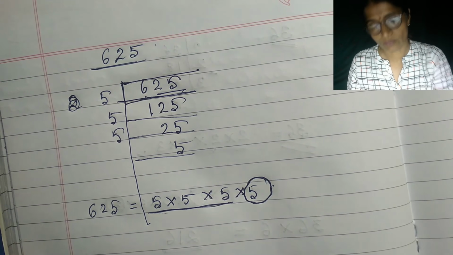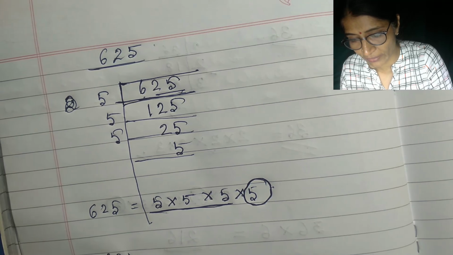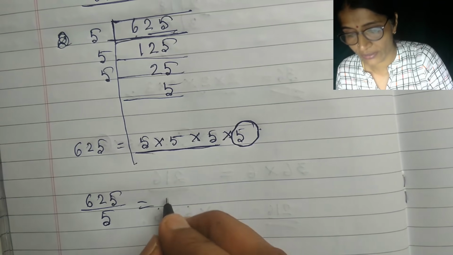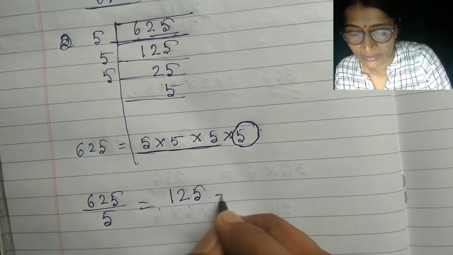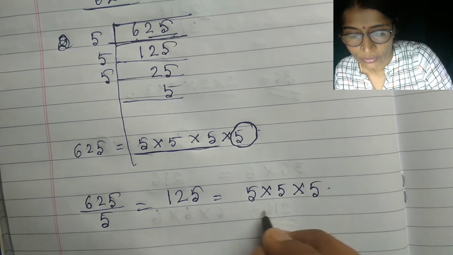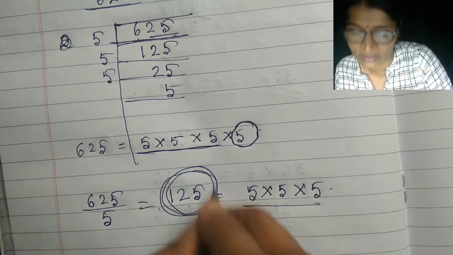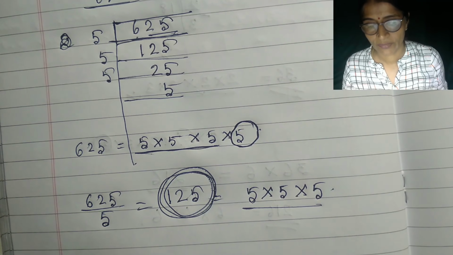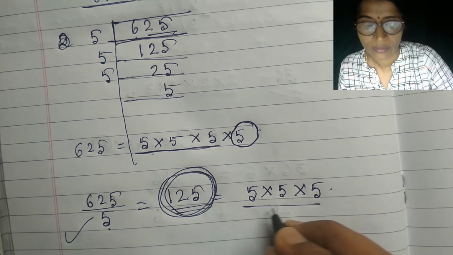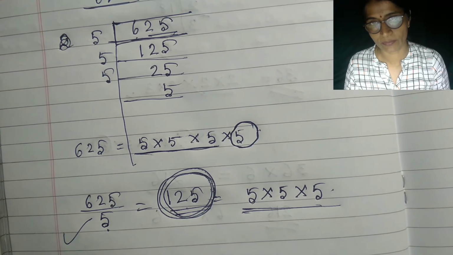So what I will do: if this 625 is divided by 5, then whatever I get is 125, which is equal to 5 into 5 into 5. So this 125 is a perfect cube. It means if this number is divided by 5, then whatever I get will be a perfect cube.